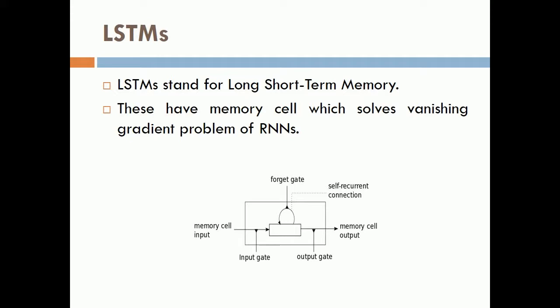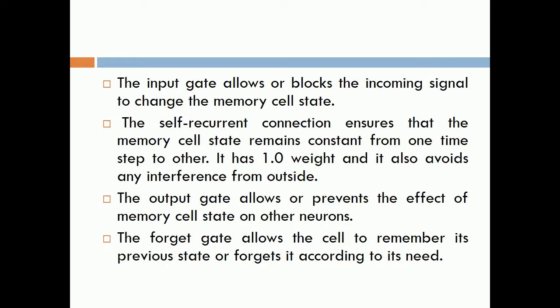LSTMs. LSTMs stand for long short-term memory. These have a memory cell which solves the vanishing gradient problem of RNNs. The memory cell has three gates called input, output and forget. It also has a self-recurrent connection. The input gate allows or blocks the incoming signal to change the memory cell state. The self-recurrent connection ensures that the memory cell state remains constant from one time step to another.